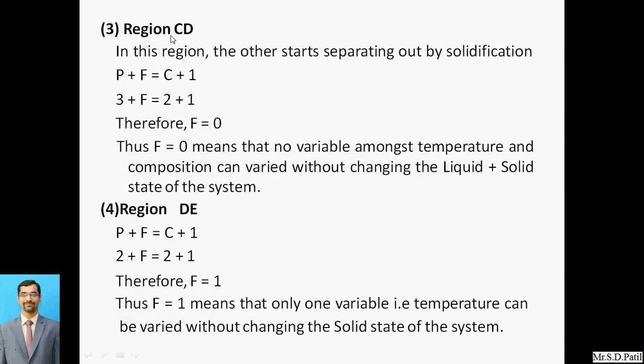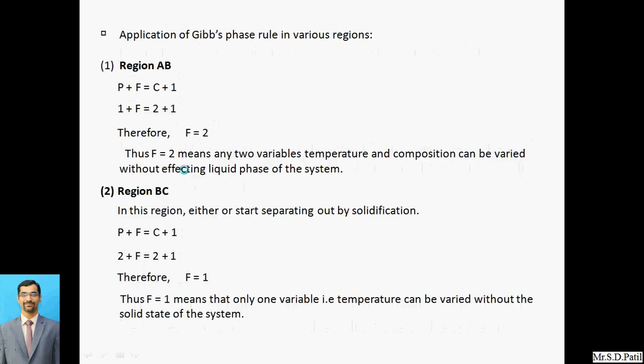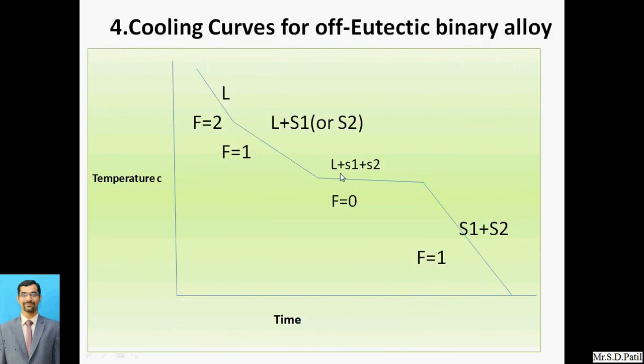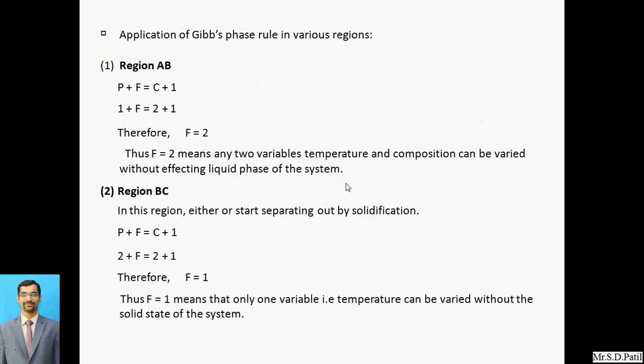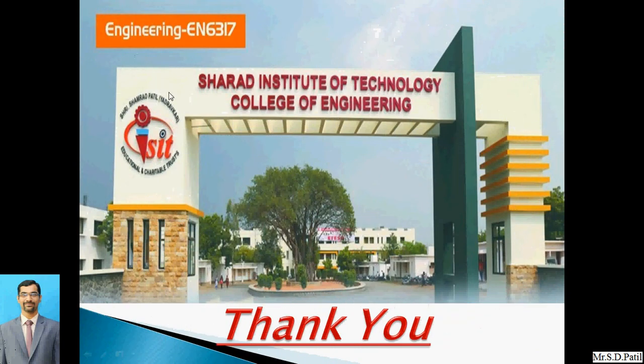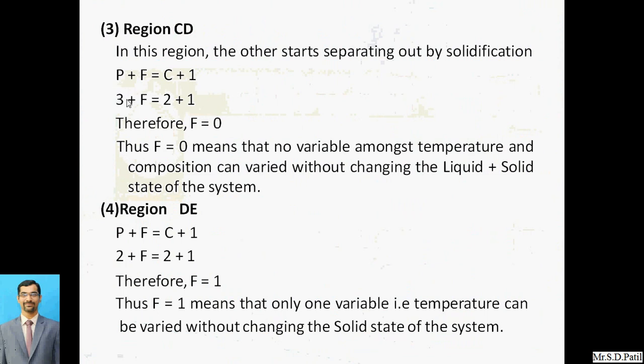Now similarly for region C to D, just observe in the region CD, here we are getting 3 phases: liquid plus 2 solid phases, and that's why P is equal to 3 over here. C is equal to 2 because of the binary alloy, and when we calculate this particular term, we are getting F is equal to 0. That is, there is no degree of freedom in this particular zone.